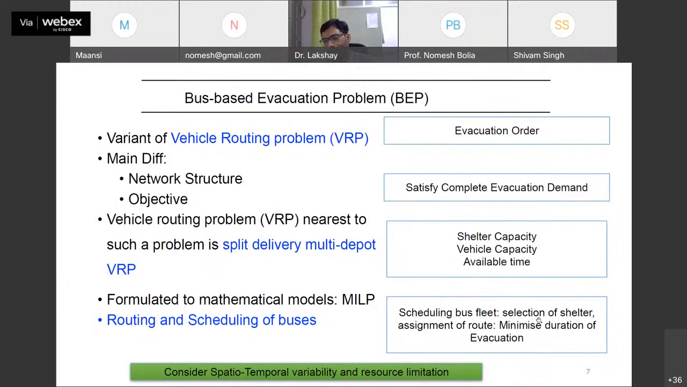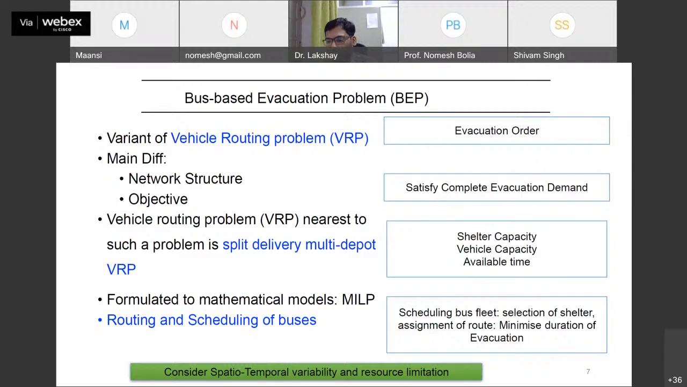So the selection of shelter, which shelter it should take, and the assignment of route, such that in the minimum possible time you are evacuating all the people. There are many models currently available in the literature on bus-based evacuation planning, or you can say it's basically the timetabling. You have to make the timetable, and even if it's related to the split delivery multiple depot vehicle routing problem, then what is the novelty here?